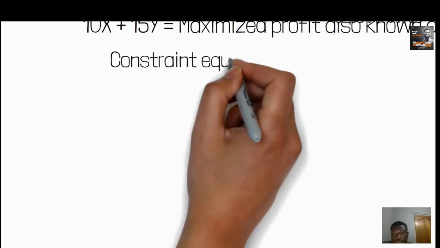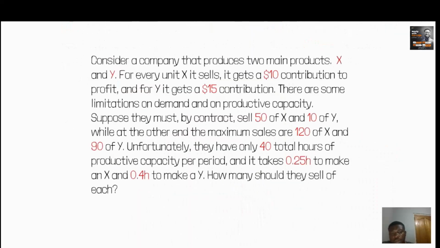Now let me explain. Coming back to the question, suppose by contract they must sell 50 of X and 10 of Y. So by contract we are supposed to sell 50 or more for X and 10 or more for Y. That is how we got our first constraints: X is greater than or equal to 50, and Y is greater than or equal to 10.